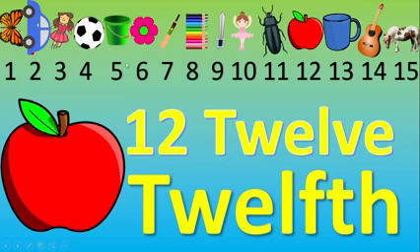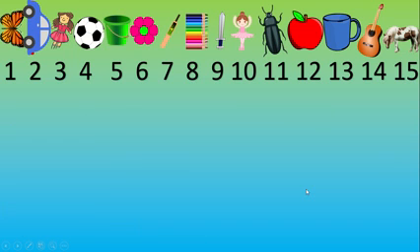Yet again, the same as what we did with number 5. It ends on a V and an E. We take it away and we replace it with the F. Then we add the T and the H. So it's T-W-E-L-F-T-H, 12th. Do you see we replaced the V and the E with an F, and then we just added the T and the H.